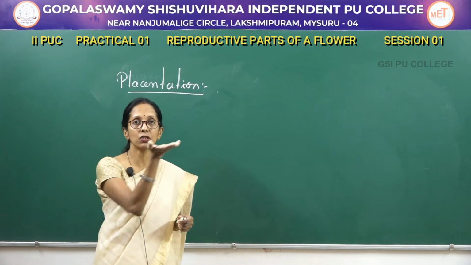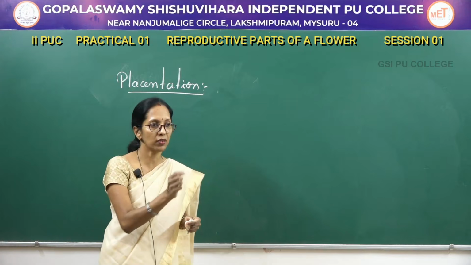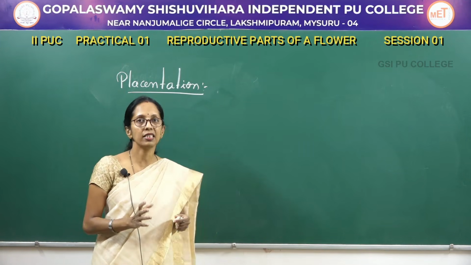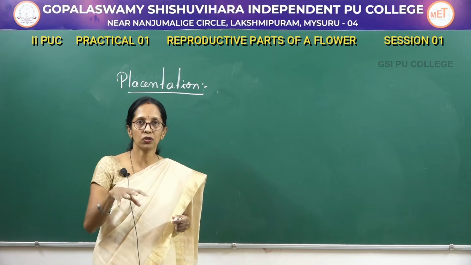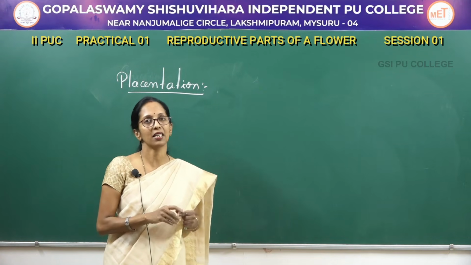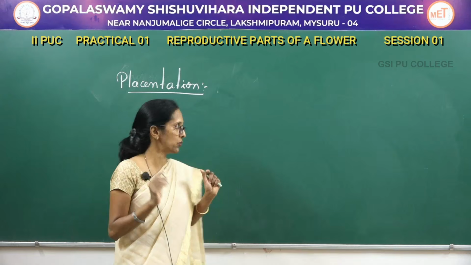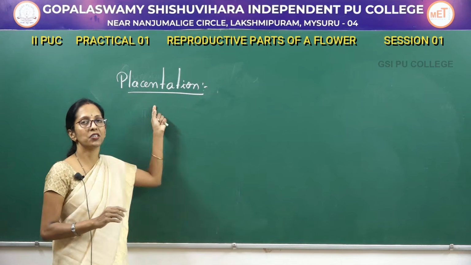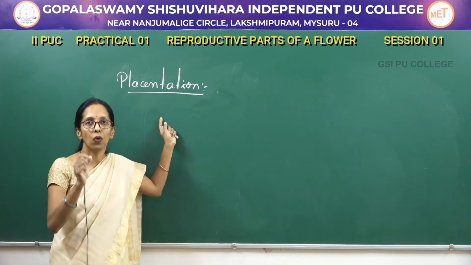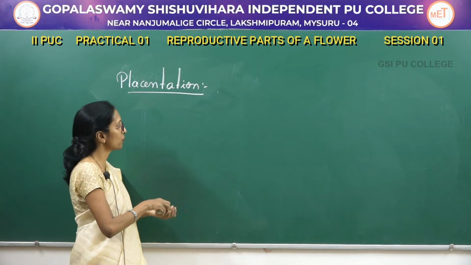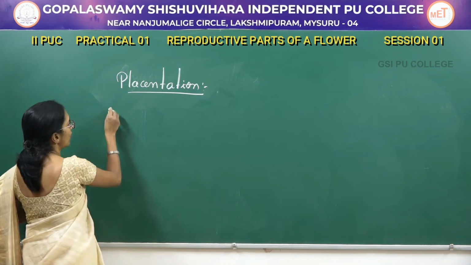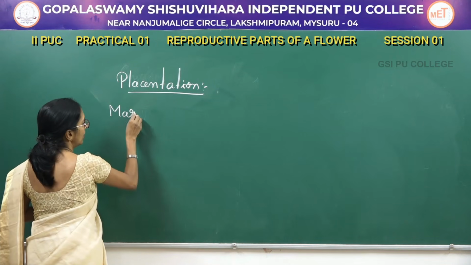When we take a transverse section of the ovary and observe it under the microscope, we can see a number of chambers or locules, which indicates the number of carpels that are fused. So, what is meant by placentation? It is the arrangement of ovules inside the ovary. There are different types of placentation. The first one is marginal.